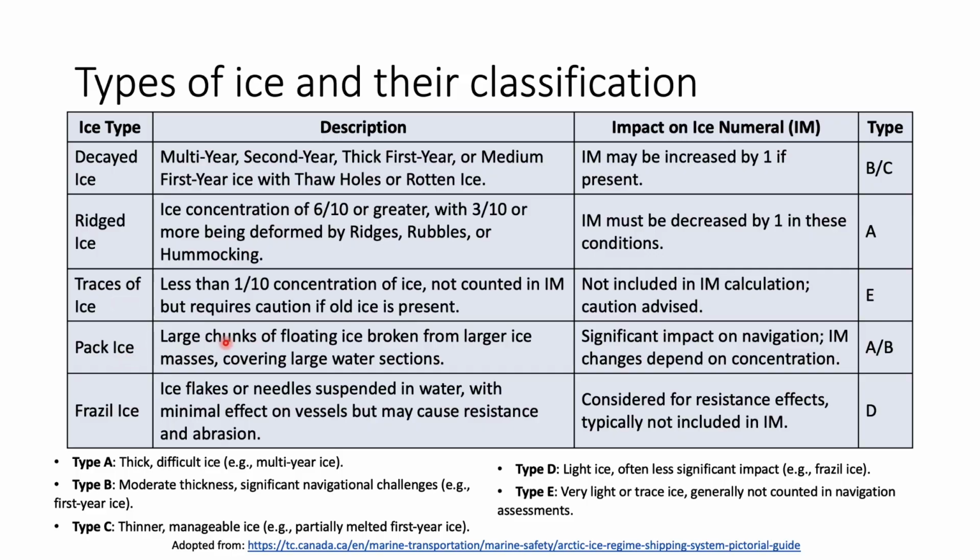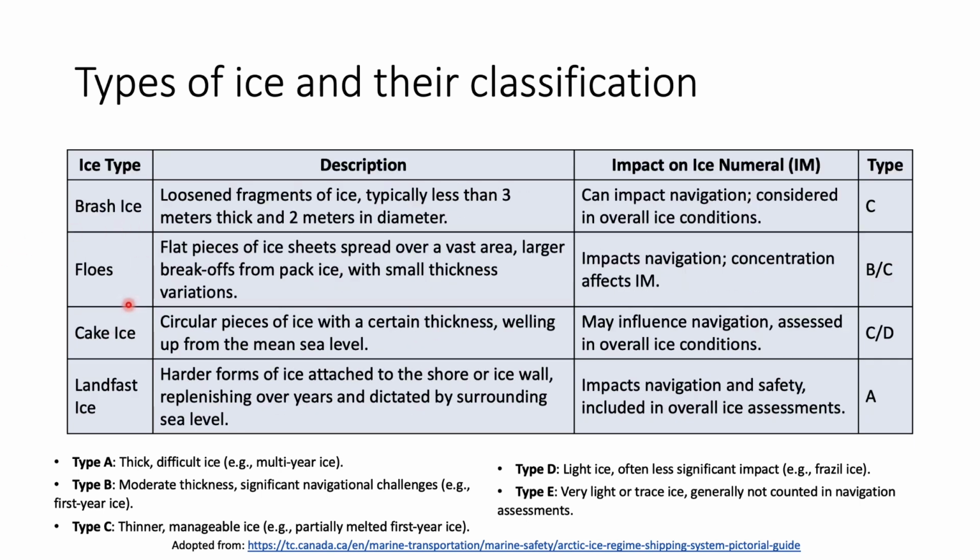What is the pack ice? This is a large chunk of floating ice broken from larger ice masses covering large water sections. Frizzle ice is basically ice flakes or needles suspended in water with minimal effect on vessels but may cause resistance and abrasion. So these are all very important things a sailor should know. And we have brash ice, floes, cake ice and landfast ice. The brash ice is loosened fragments of ice typically less than 3 meters thickness and 2 meters in diameter. Floes are basically flat pieces of ice sheet spread over a vast area, larger breakup from the pack ice with a small thickness variation. Cake ice is basically like a cake, a circular piece of ice with a certain thickness welling up from the mean sea level.